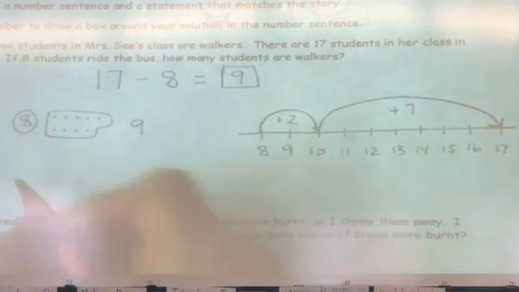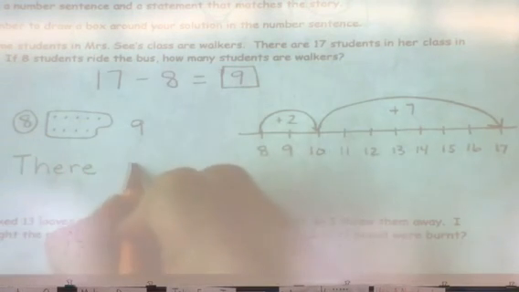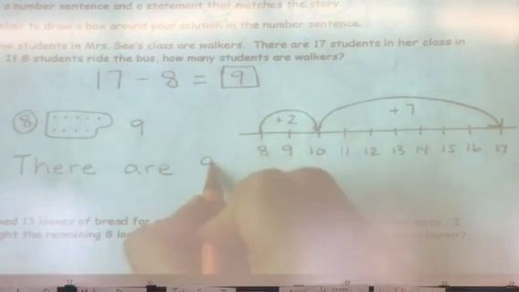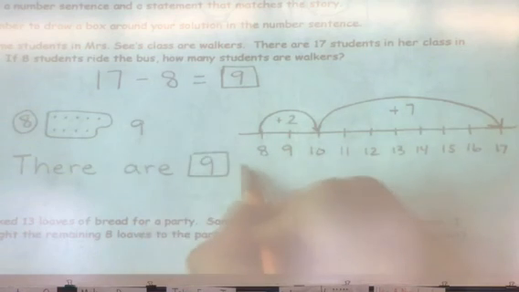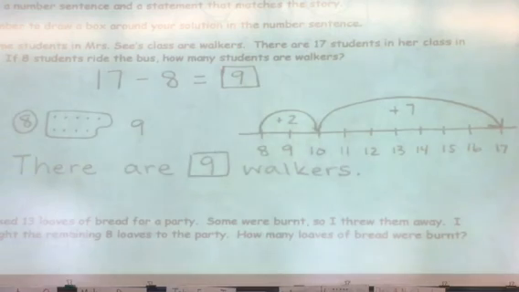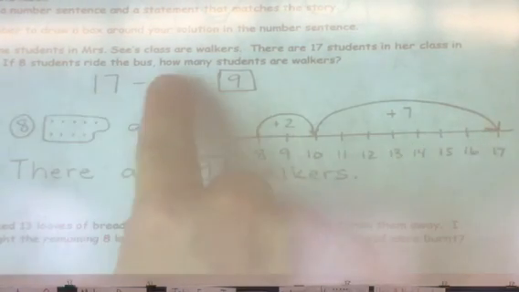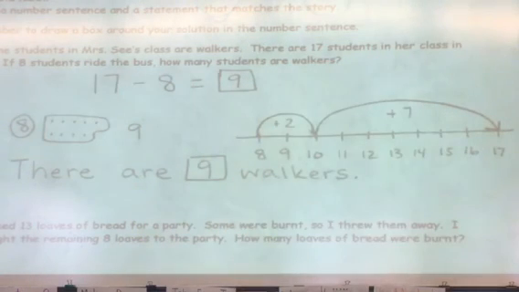My statement should say, there are 9 walkers. There are 9 walkers. Because that tells me the answer to the question. The question was, how many students are walkers? Well, 9 of them are walkers. There are 9 walkers in the class.